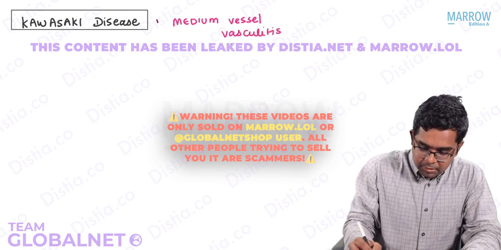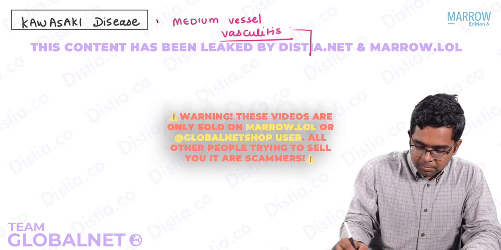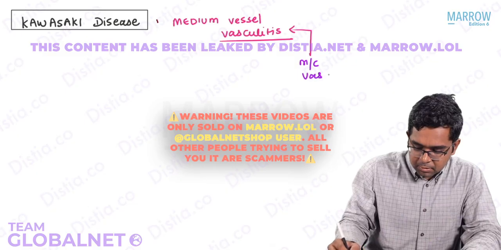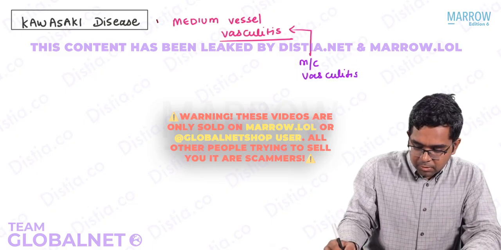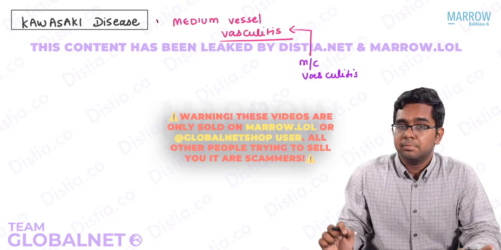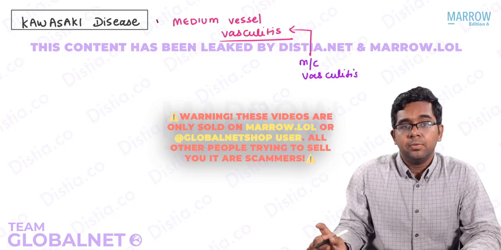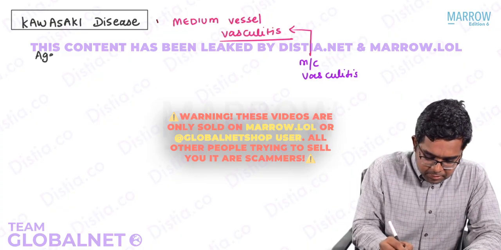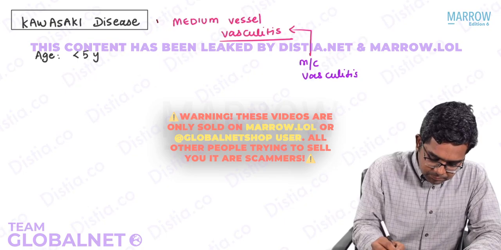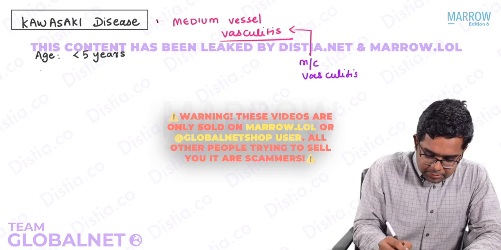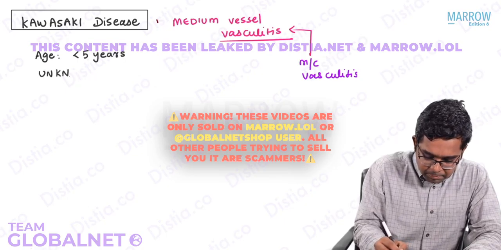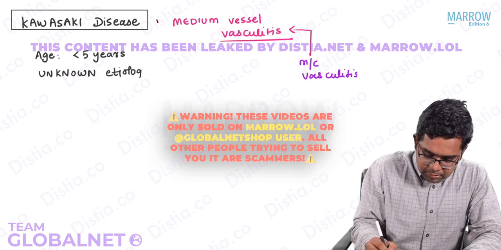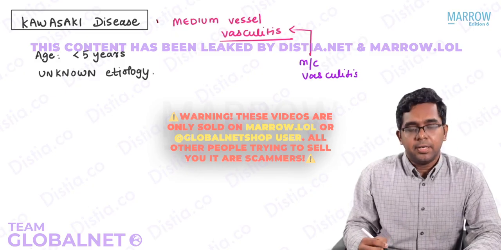And what is the update here? This is the most common vasculitis in childhood. Very important. Most common vasculitis of childhood in India is Kawasaki disease. Previously it was Henoch-Schönlein purpura. Now it is Kawasaki disease. The age group of the children affected by Kawasaki disease is usually less than 5 years. And it's a disease of unknown or idiopathic etiology. Just like most vasculitic disorders, this is also a disease of unknown etiology.